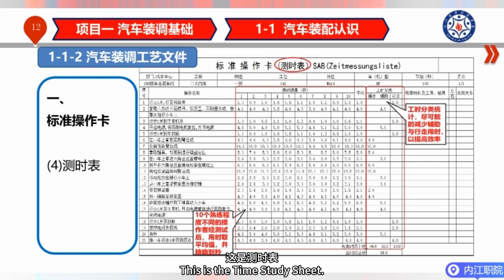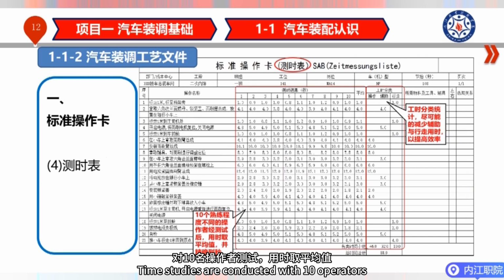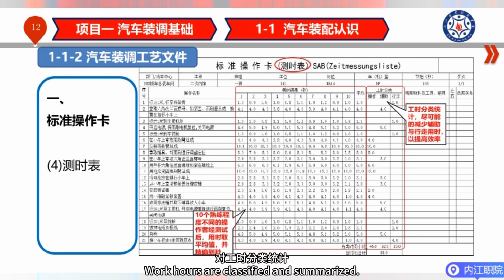This is the time study sheet. Time studies are conducted with 10 operators, and the average time is recorded. Work hours are classified and summarized. Minimize auxiliary and walking time to improve efficiency.